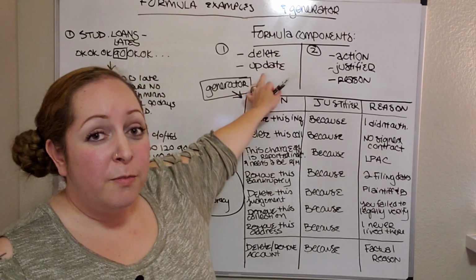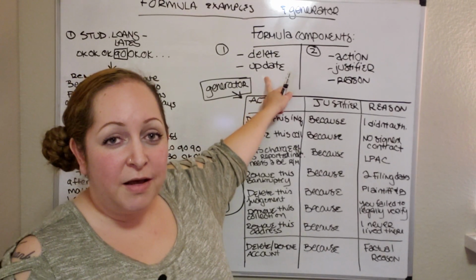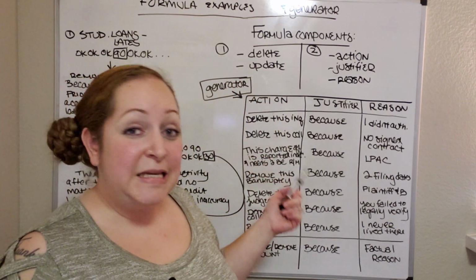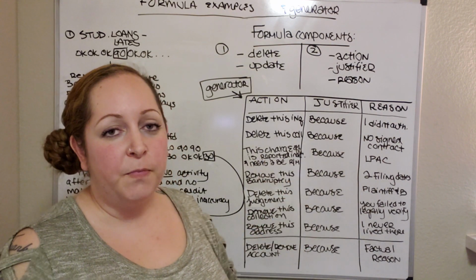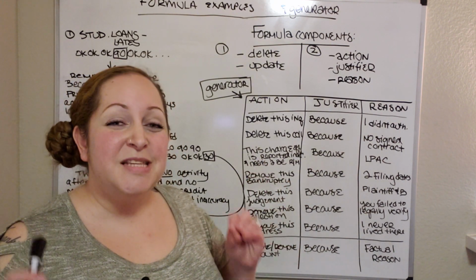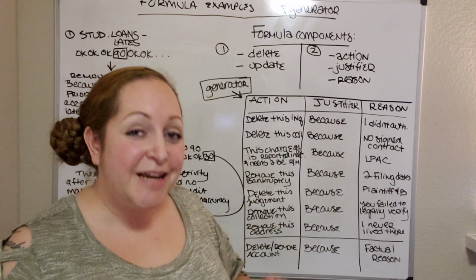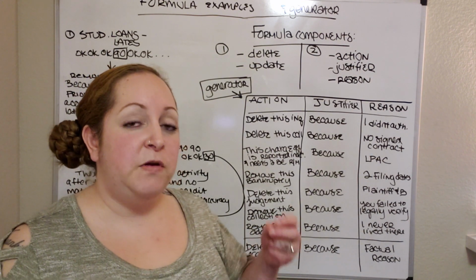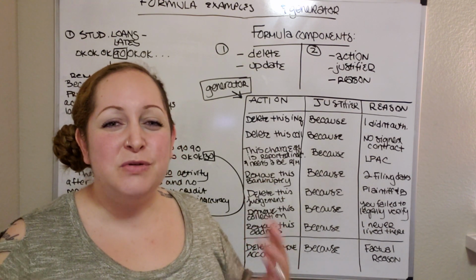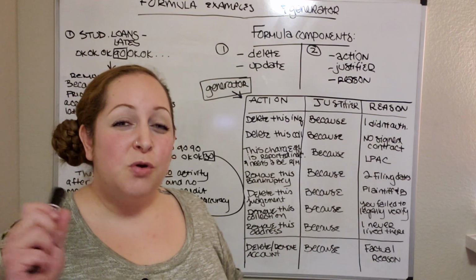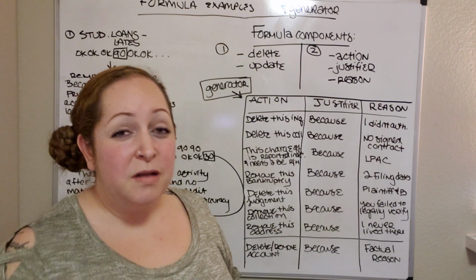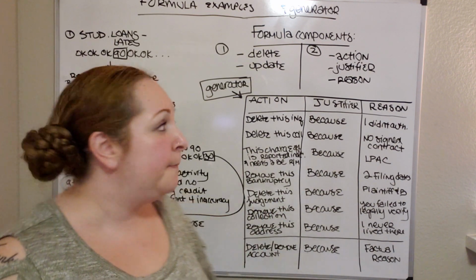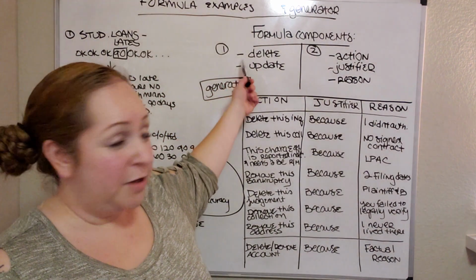So your formula components for every single account, all right? First section is you need to know whether you want to delete or update the account. Do you want it completely removed, or is this just a section of it that you want to be updated? If you don't know this, don't dispute it, because if you don't tell them, they could do the opposite. And even if you do tell them, they still might do the opposite. But you should always be telling them, please update this, or delete it immediately, or remove this late payment. Whatever it is, let them know what you want to do, okay? So, first section, delete or update.